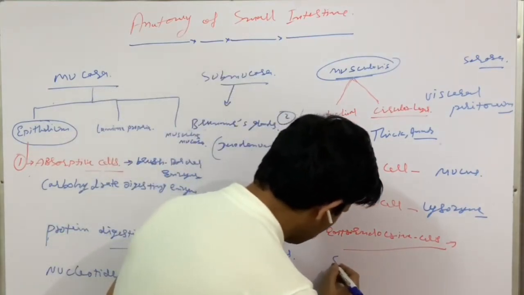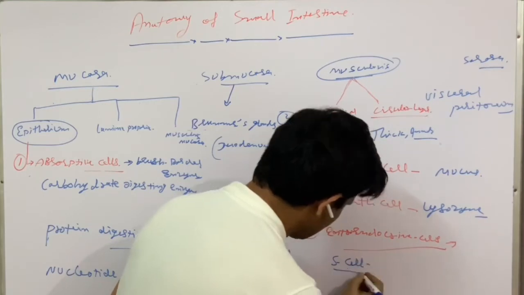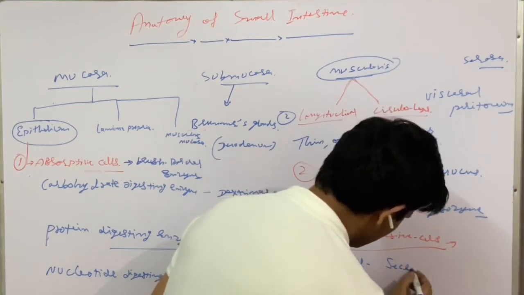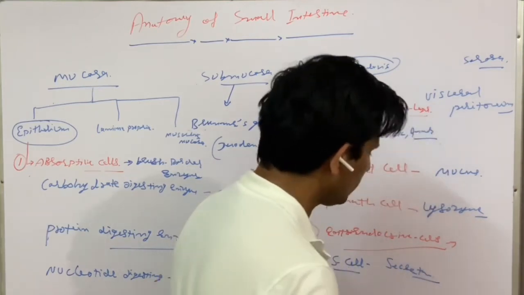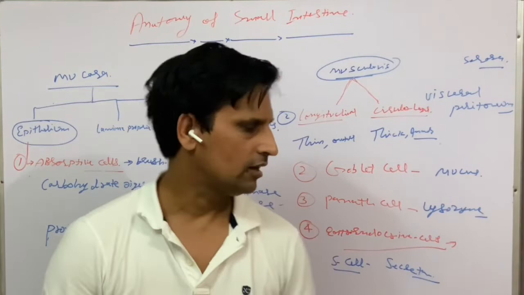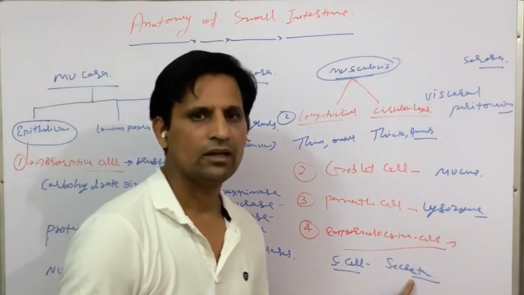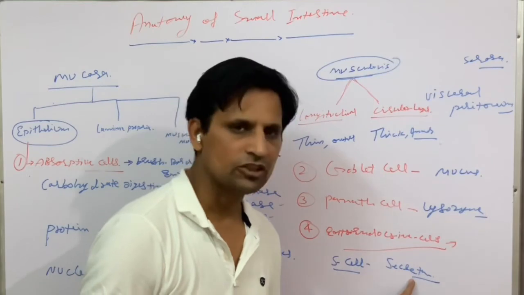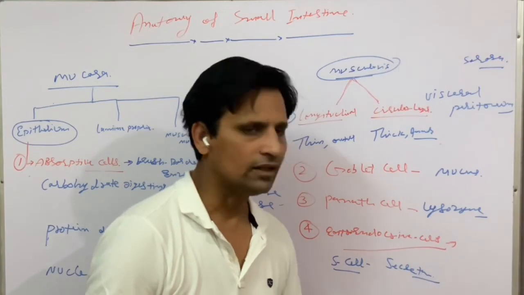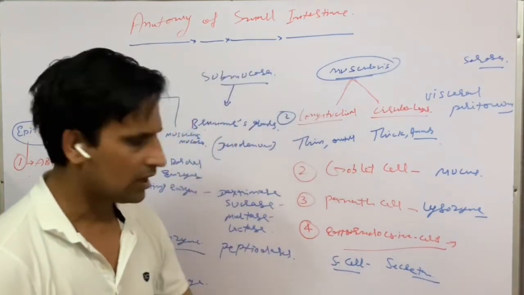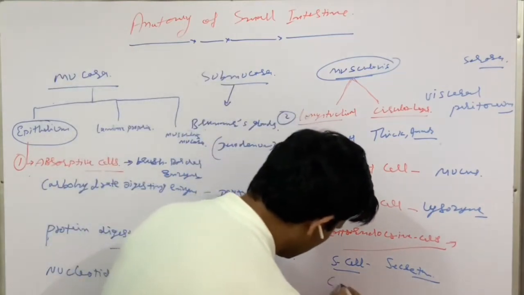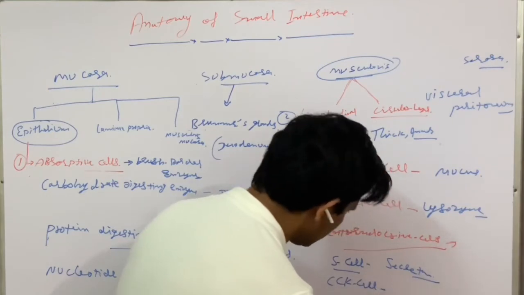Number one is the S cell, and the S cell secretes secretin. Secretin goes through the blood to the cells of the pancreas, specifically the cells of the intercalated duct, and it stimulates them, and the intercalated duct cells secrete the bicarbonate in the pancreatic juice. And the second one, the most important, is the CCK cell. So the CCK cell secretes cholecystokinin.